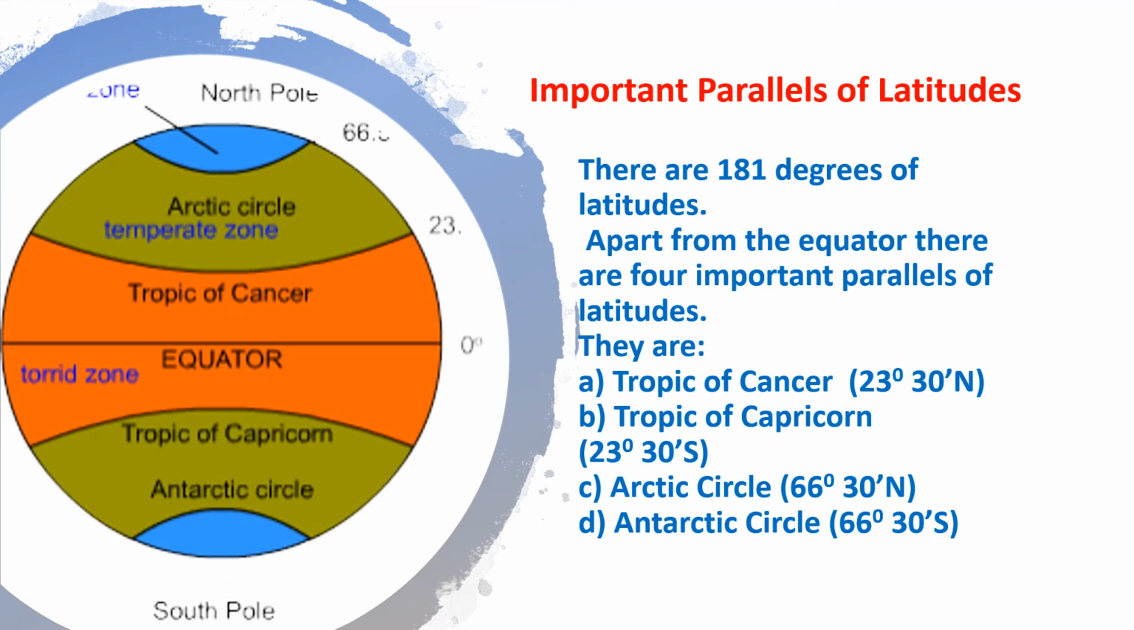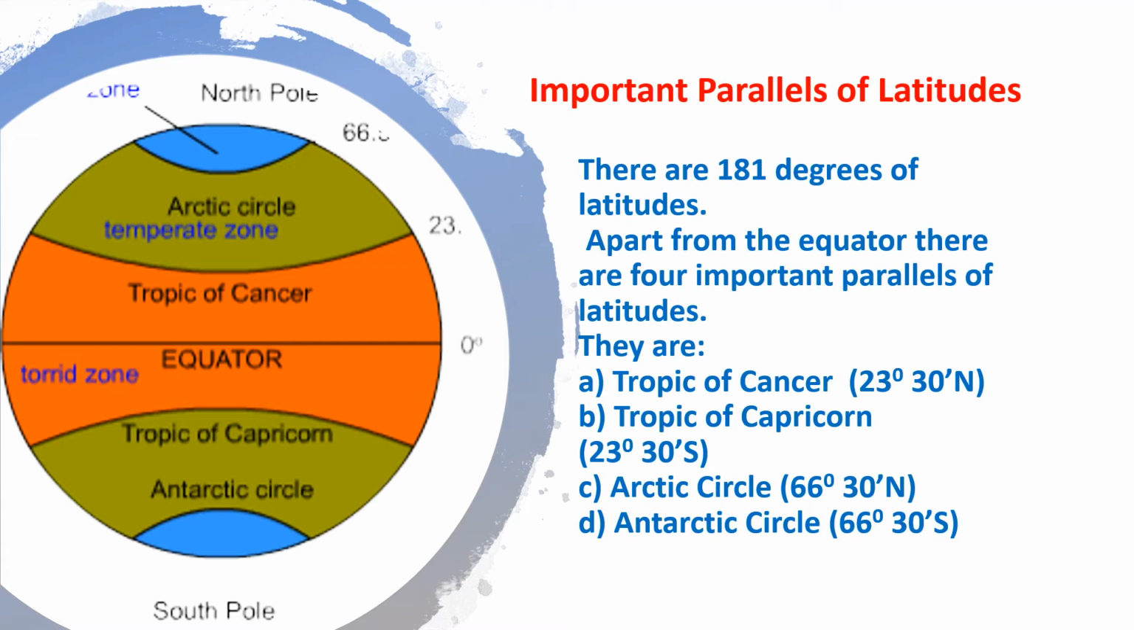There are 181 degrees of latitude, 90 towards the northern hemisphere, 90 towards the southern hemisphere, plus 1 equator makes it 181. Apart from the equator, there are 4 important parallels of latitude.